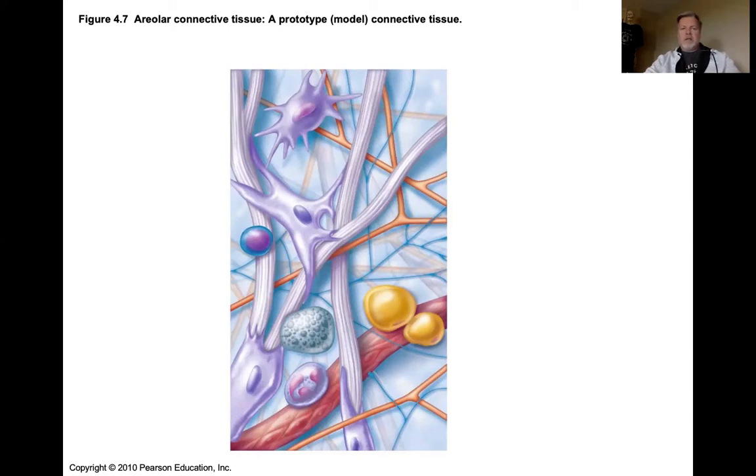This next section is over connective tissues. Connective tissues are found throughout the body. They are the most abundant and widely distributed of the primary tissues. The types we're going to talk about today are connective tissue proper, cartilage, bone, and blood.